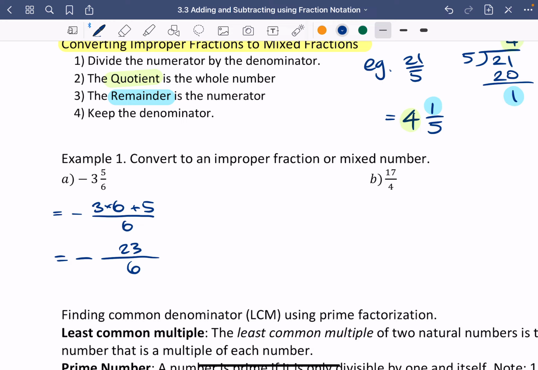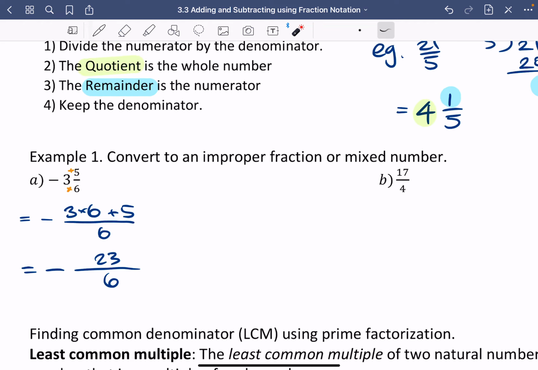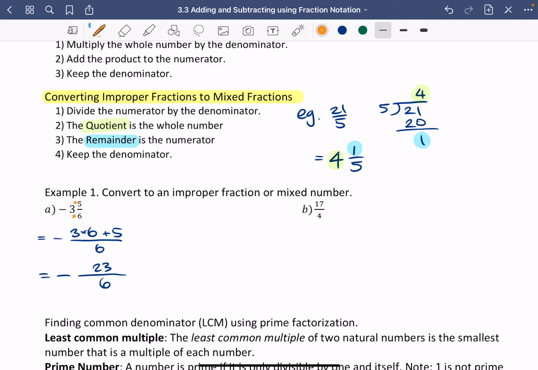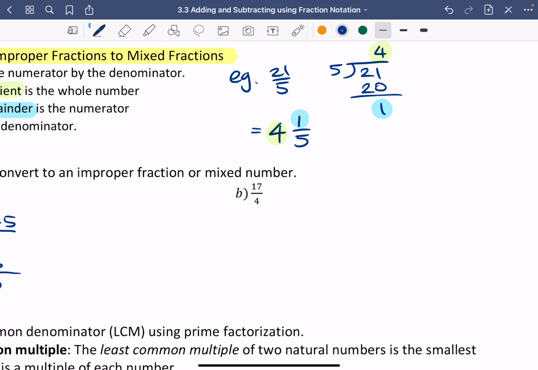So you are going to multiply these two, 3 by 6, and then you're going to add the product to the 5. So multiply and then add, and the denominator stays the same, so keep that denominator.